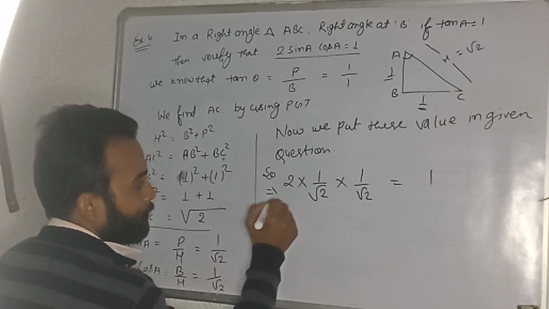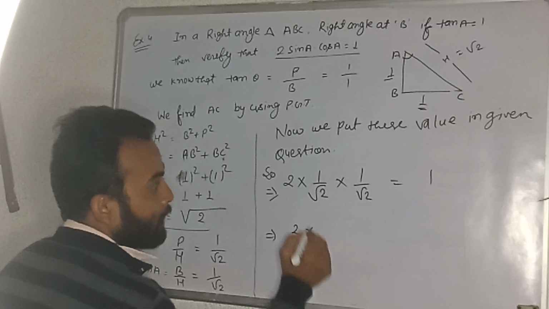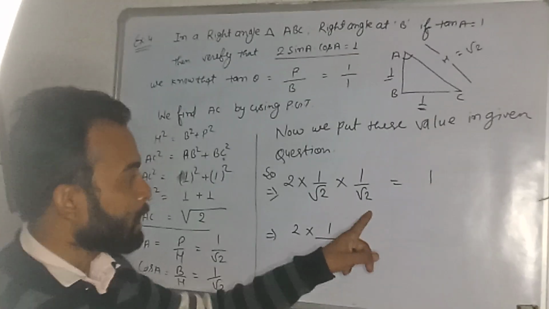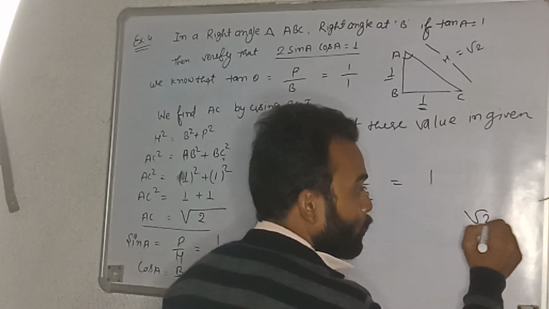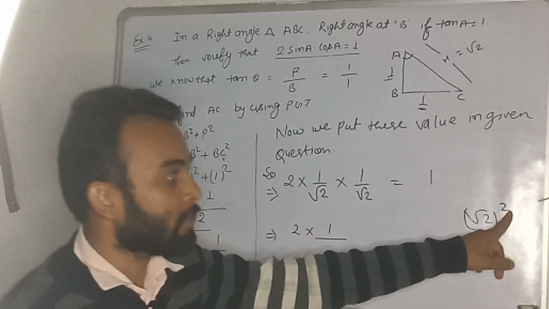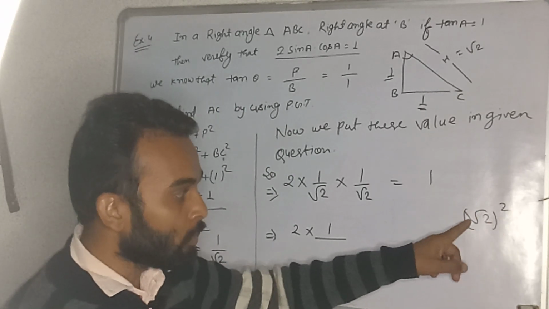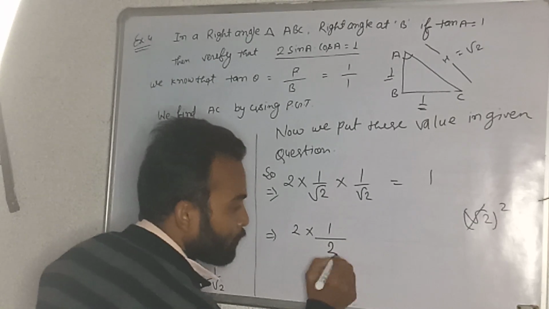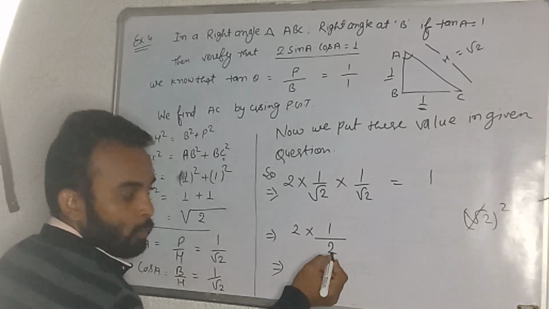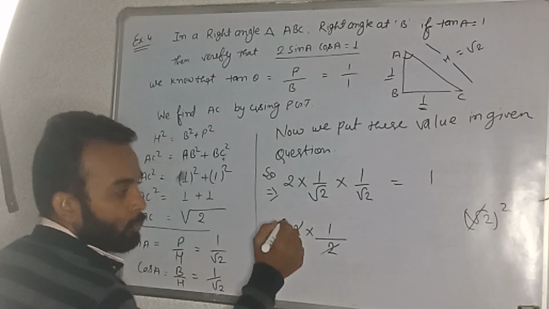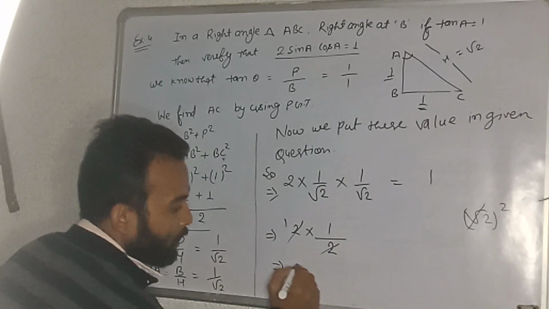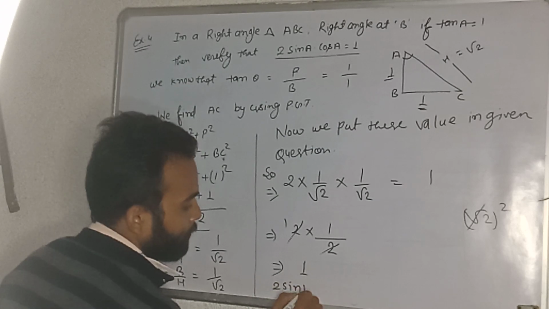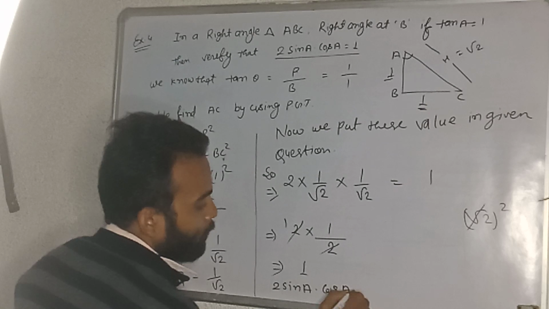This becomes 2 multiply 1 into 1, and root 2 multiply by root 2. This becomes root 2 whole square, and this square will be cancelled with this root, so it becomes only 2. 2 cut out 2 and become 1. 1 into 1 is equal to 1. Hence proved. 2 sin A into cos A equal to 1.